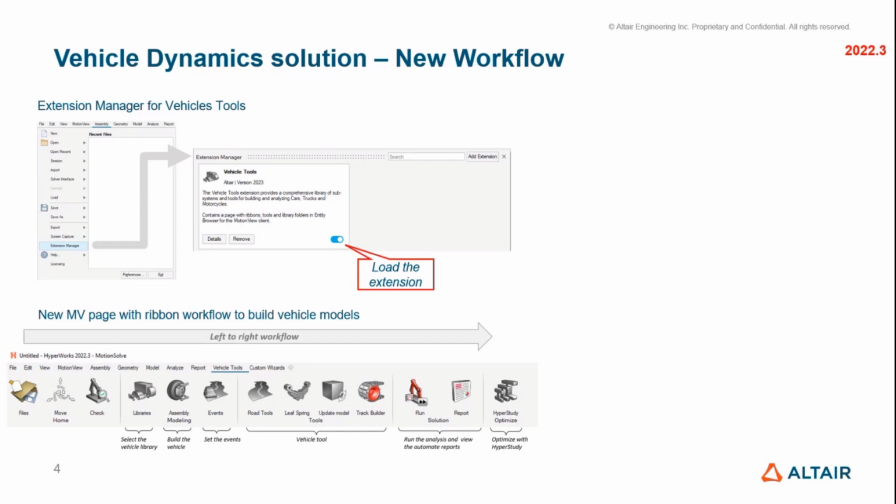So we start with the library of models, the selection of library. Then we have the assembly wizard that assists the user to build a model. Then we have the events, the vehicle tools, then the run process and the optimize.